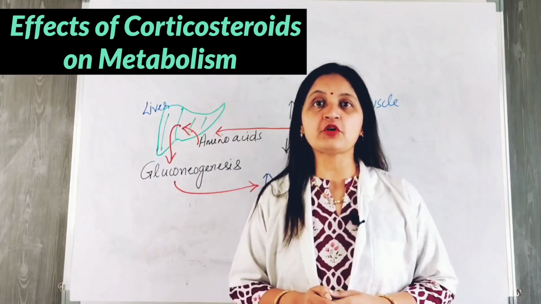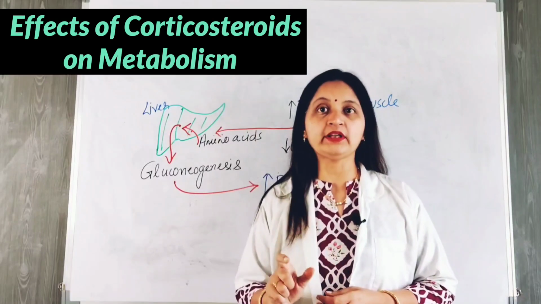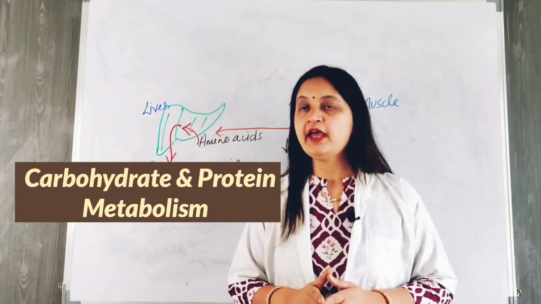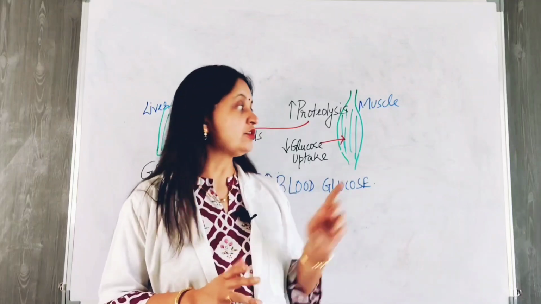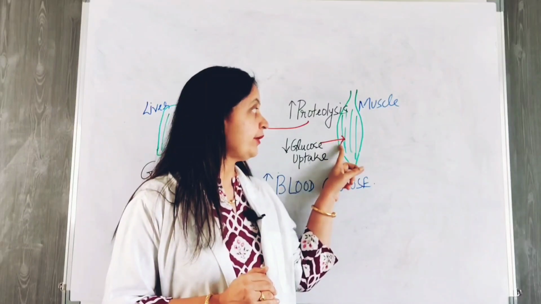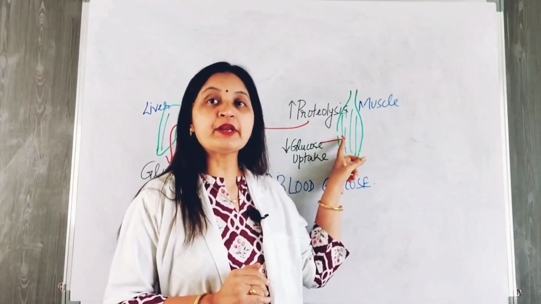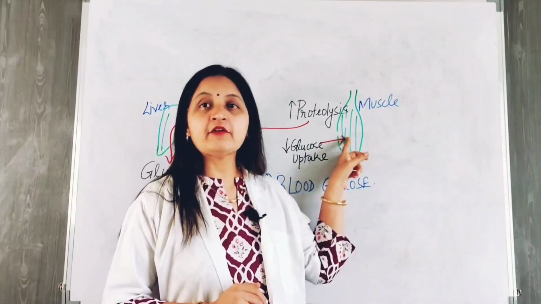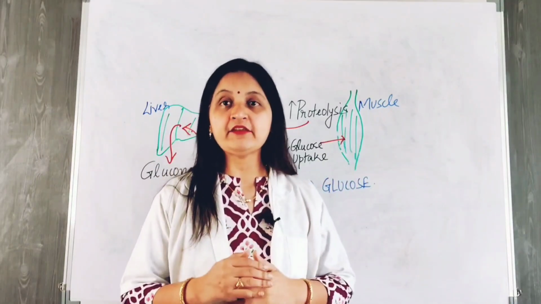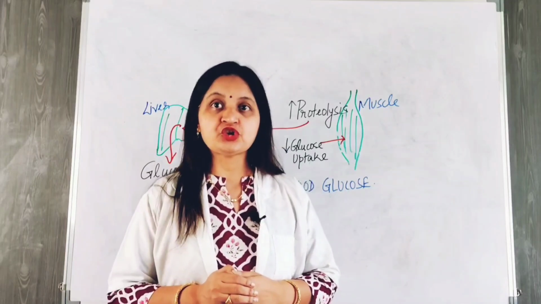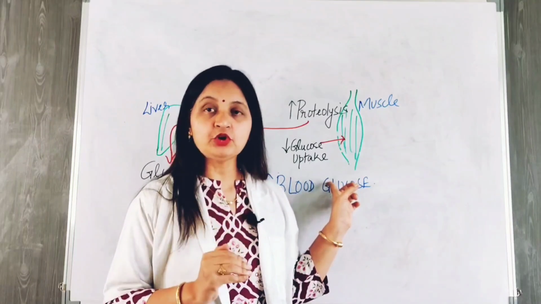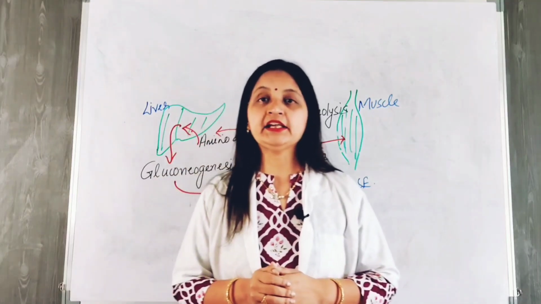Starting off with the effects of corticosteroids on metabolism, that includes carbohydrate, protein and lipid metabolism. So let's see what are the effects of corticosteroids on carbohydrate and protein metabolism. In presence of high levels of corticosteroids, there is decreased glucose uptake by the skeletal muscle and this is due to translocation of receptors from the plasma membrane to intracellular sites. So there is decreased expression of glucose receptors on the plasma membrane of the skeletal muscle and this decreases the glucose uptake. This decreases the utilization of glucose by the peripheral tissues such as skeletal muscle and adipose tissue, leading to a rise in blood glucose levels.